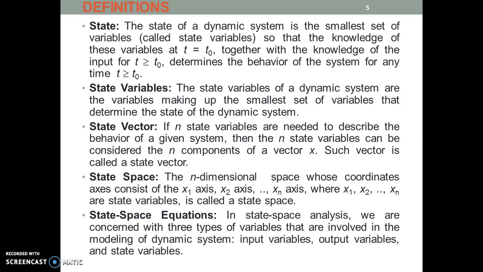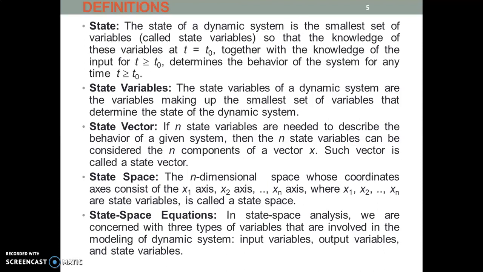State space. The n-dimensional space whose coordinates or axes consist of x1 axis, x2 axis and so on, xn axis, where x1, x2 and so on, xn are state variables, is called state space. That means these x1, x2 state variable axes represent the coordinates, and that is called state space.